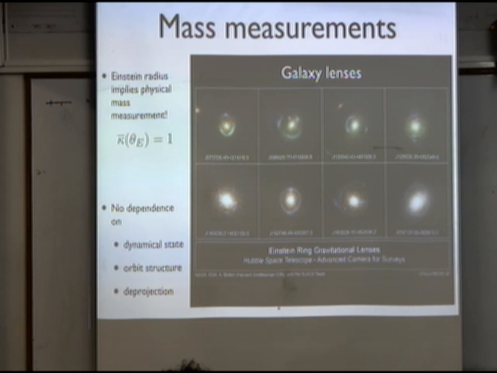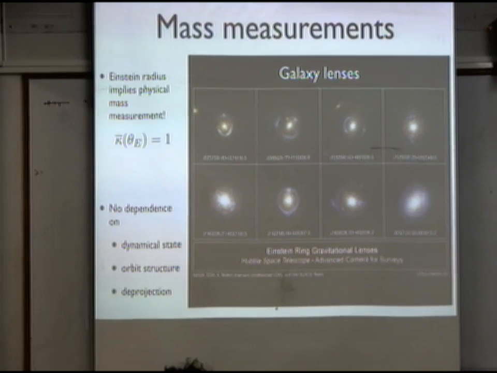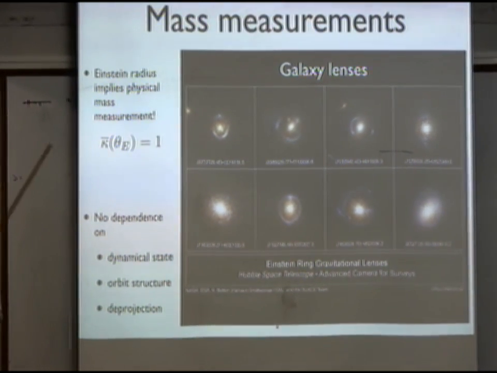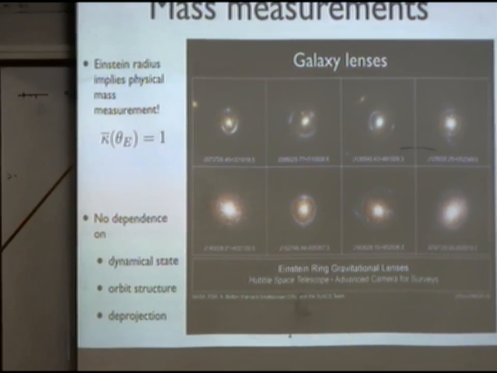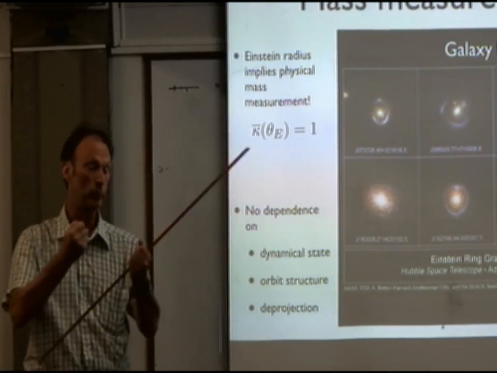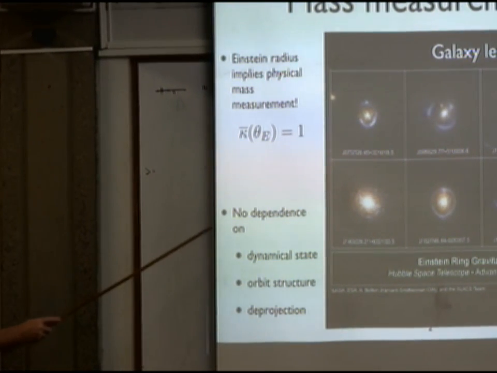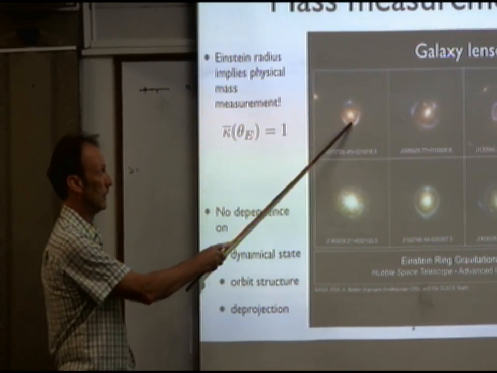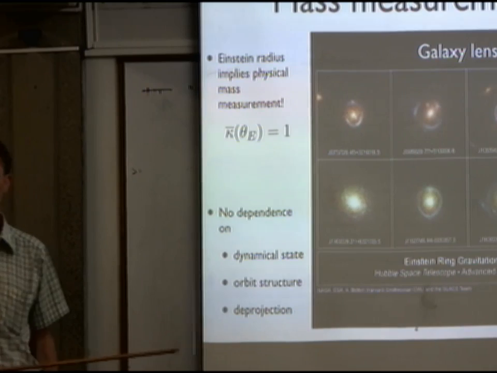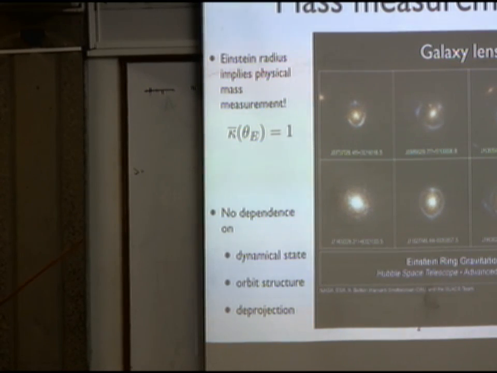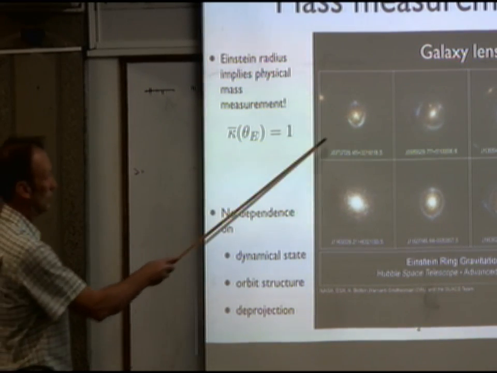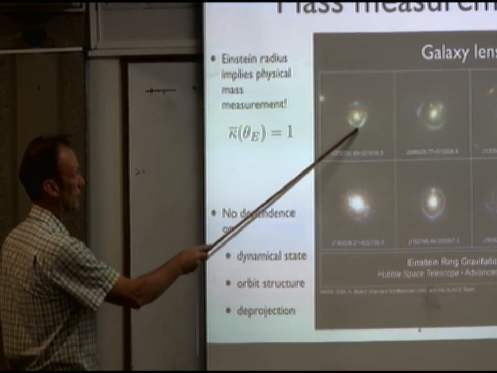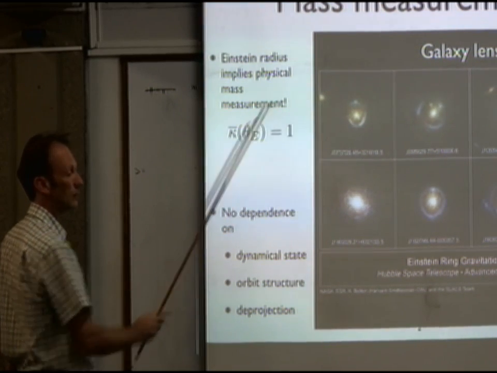And the other nice thing about mass measurements from lensing as compared to the other ways that people measure masses, which is typically looking at dynamics, looking at how fast stars move around inside galaxies and trying to figure out how hard they pull at each other that way, is that there's really no dependence on many of the uncertainties that you otherwise get. So you don't have to know anything about how the stars are moving around in this galaxy. There's no dynamical assumption that you have to make. You don't have to deproject anything. You get a very direct measurement of the total amount of mass enclosed within this.